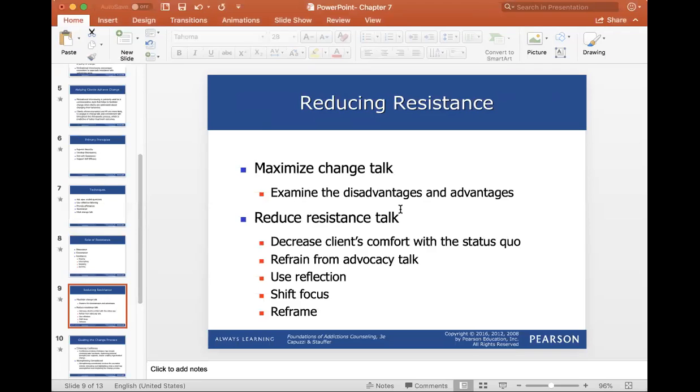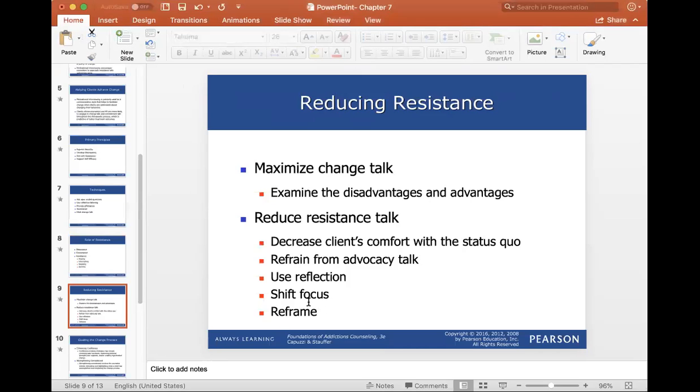And you want to reduce the resistance talk. So you want to decrease the client's comfort with the status quo. They're comfortable in their routine and they might not know who they are without the addiction, but you want to bring to light the negatives it's bringing. The questions in MI are calculated in a way to create that cognitive dissonance and discomfort to actively move clients into a new way of thinking into their situation, which hopefully leaves them to make some type of decision to change.